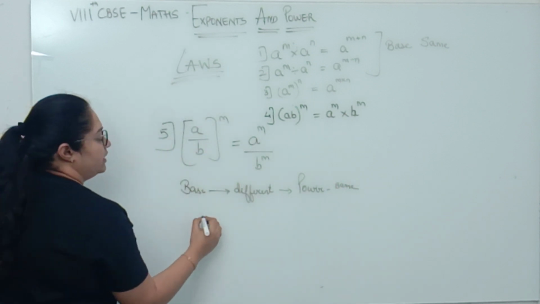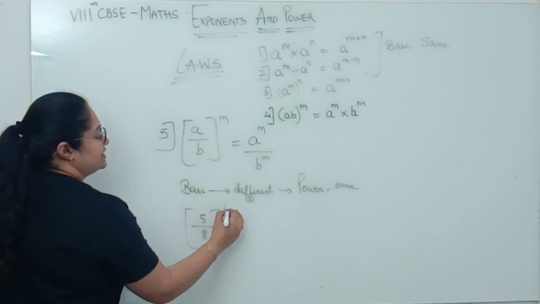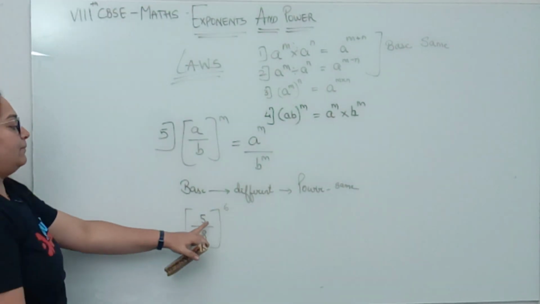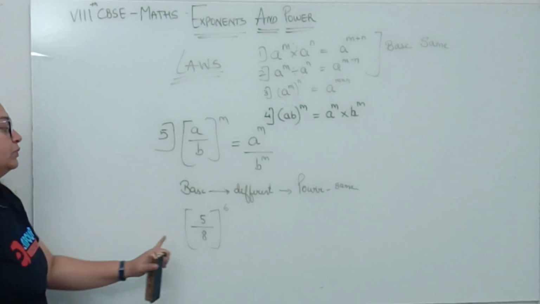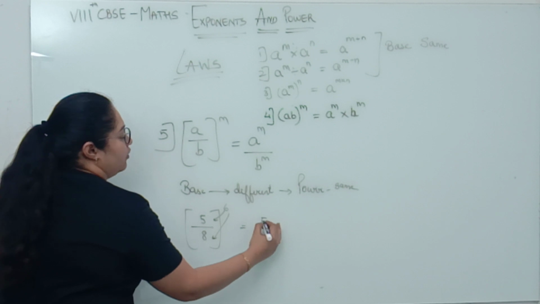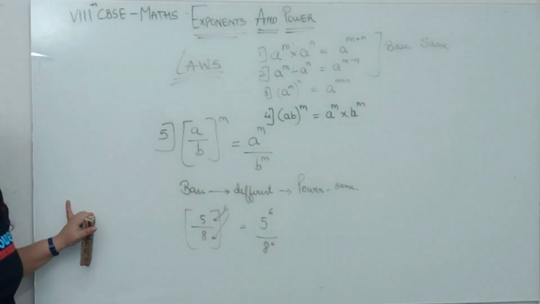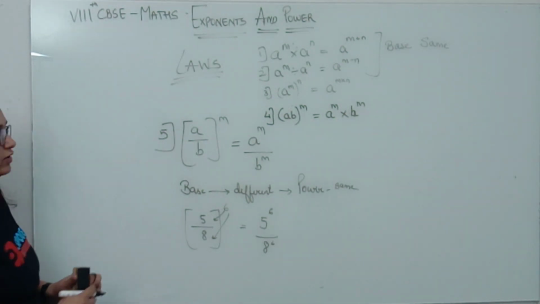तो क्या हो जाएगा? अगर 5/8 दिया हुआ है, the whole raised to 6, तो ये 6 इसको भी अप्लाई होगा और ये 6 न्यूमरेटर को भी एंड डिनोमिनेटर को दोनों को अप्लाई होगा. So what will be your answer? 5 raised to 6 / 8 raised to 6. This was your fifth law.